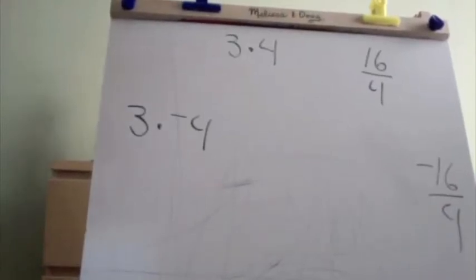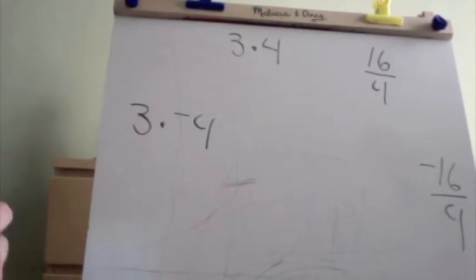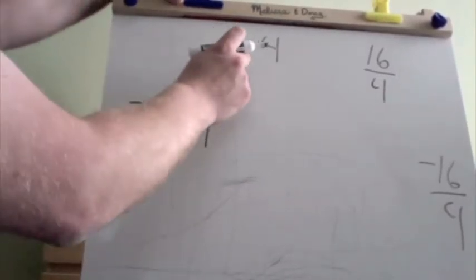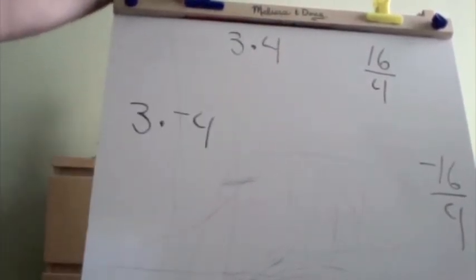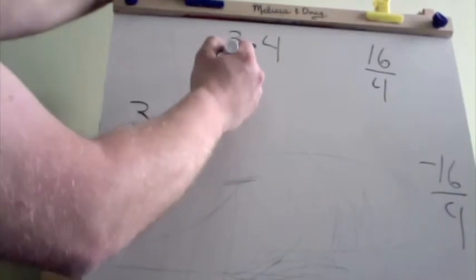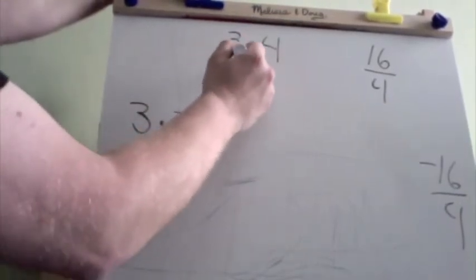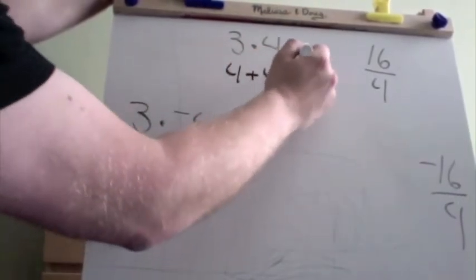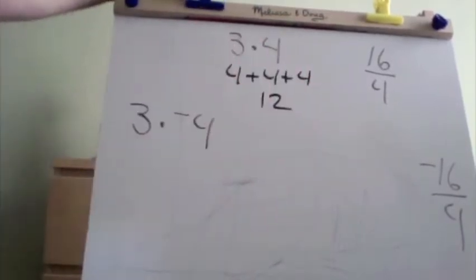Alright, so now we're going to deal with multiplying and dividing signed numbers. So first, let's look at multiplication. So 3 times 4. Well, what does 3 times 4 mean? It really means you've got 3 groups of 4, right? 3 times 4 is 12. So really, you've got 3 groups of 4 being added together, which is where the 12 comes from.